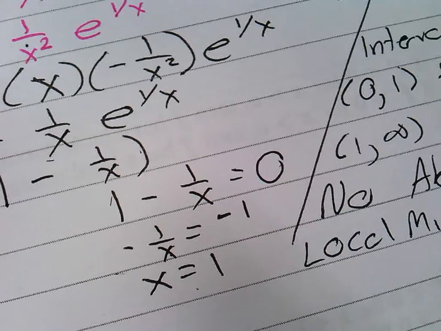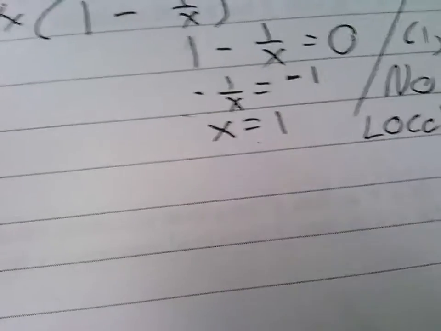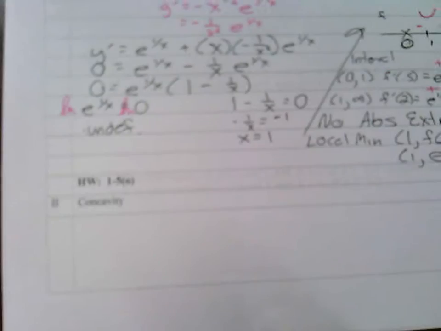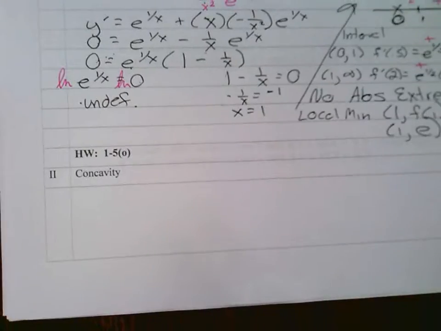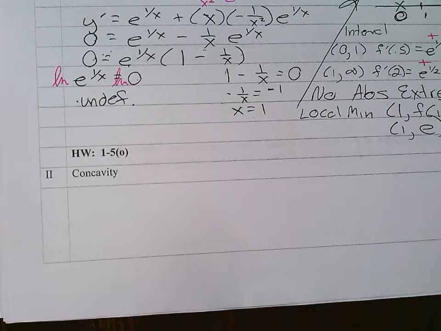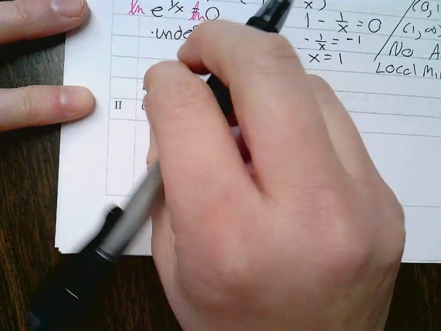So that is using the first derivative test, which is pretty much what we did in 4.1 and 4.2. So all review. Concavity. Okay? So let's say we have a graph that looks something like this.